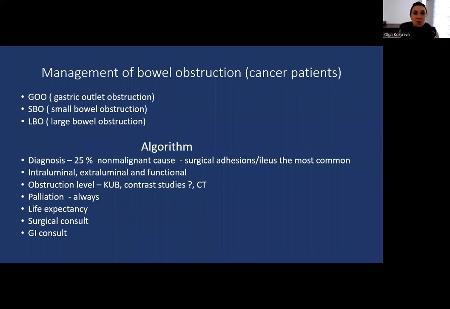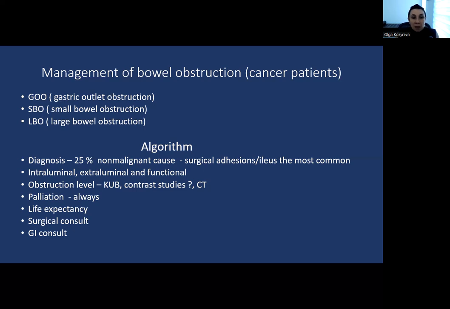So now we will move to the management of bowel obstruction. In oncology, but I believe in surgery as well, we have 3 types of bowel obstruction. We call these GO, gastric outlet obstruction, SBO, small bowel obstruction, and LBO, large bowel obstruction. Yes, we also have rectal obstruction, but we consider it part of the large bowel.